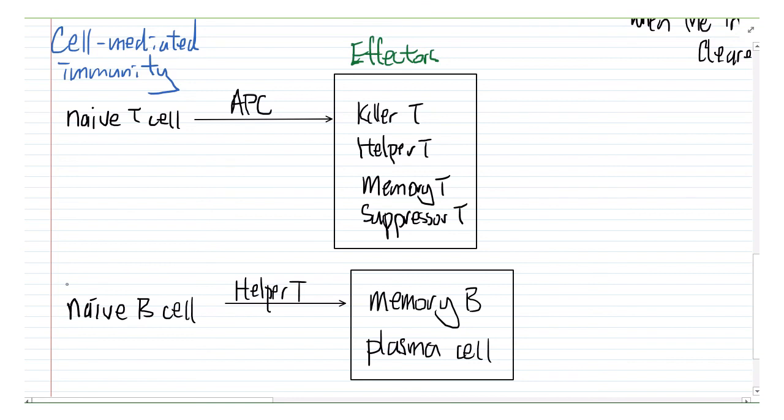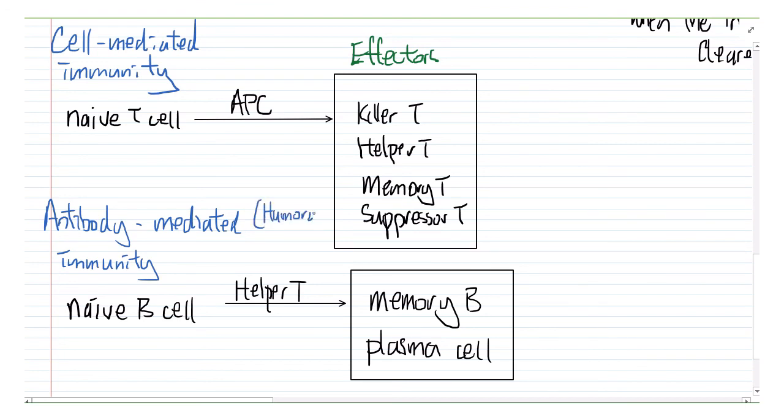And the immunity that you have from B cells, we call this antibody mediated immunity, or sometimes in textbooks they call this humoral immunity. So it's just two branches of adaptive immunity, cell-mediated and antibody-mediated.